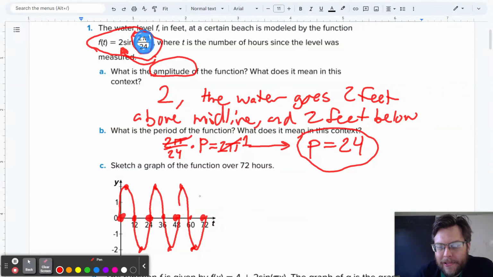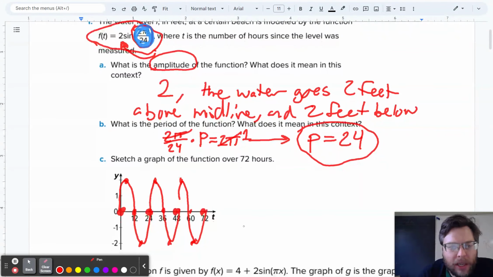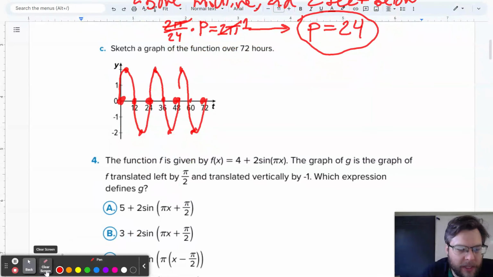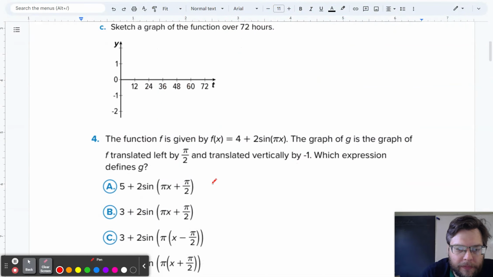One thing that's weird about this is that it looks like there's a negative y value. That's very silly. What would it mean to have a negative amount of water at the beach? But I'm going to ignore that and move on.